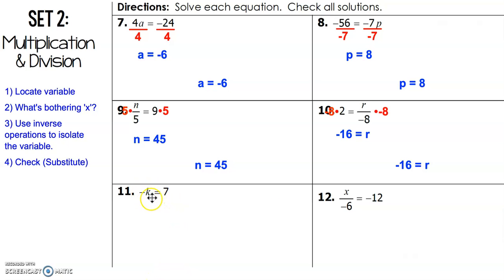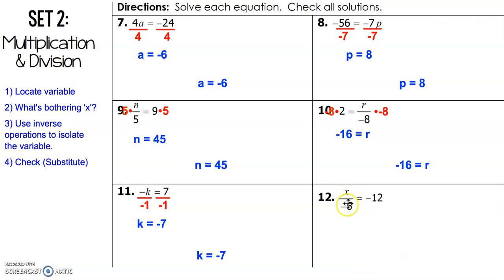Here I have negative k is equal to 7. Our answers need to look like a positive variable is equal to a number. So we still have something that's bothering our k, which is a negative 1 here. So we need to get rid of the negative 1 that's being multiplied by k by dividing it out. So negative 1 divided by negative 1 is a positive k. 7 divided by negative 1 is a negative 7. So my answer is negative 7.